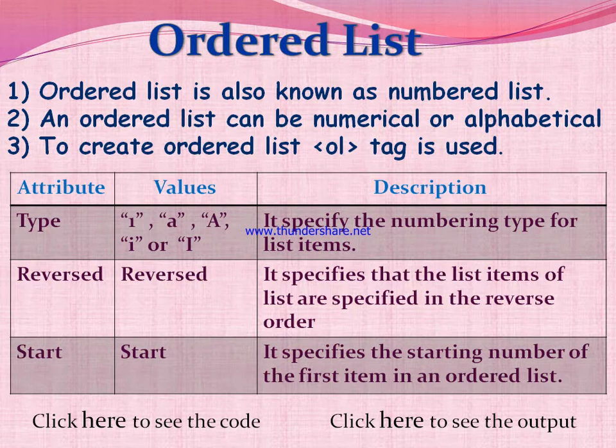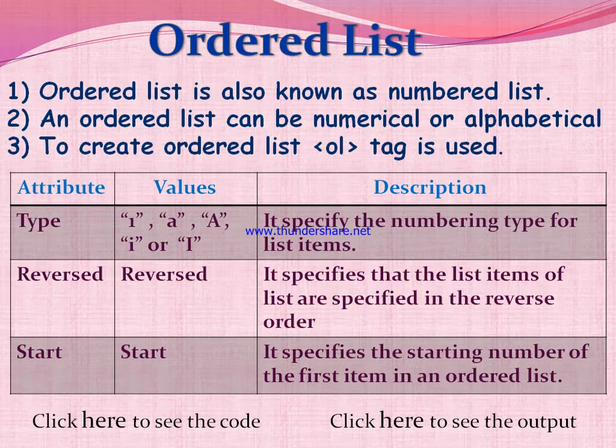Then the third attribute is start. What is the meaning of start? The start attribute is used when you want to start the sequence according to your own choice. That means I want to highlight the first item according to my own format itself. It specifies the starting number of the first item in an ordered list. So this is all about the concept of OL.